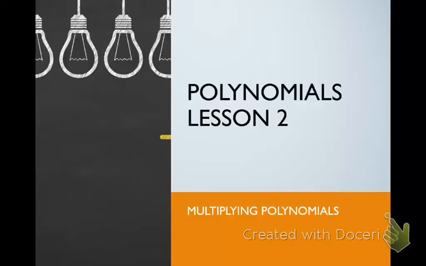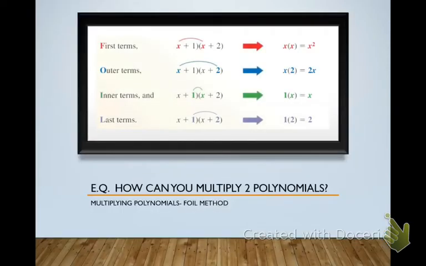All right, today we are in Polynomials lesson 2. We are multiplying polynomials today. There's a process for multiplying polynomials, and it's called the FOIL method. I want you to circle those first letters in each one of the terms, all right? And it spells out the word FOIL.